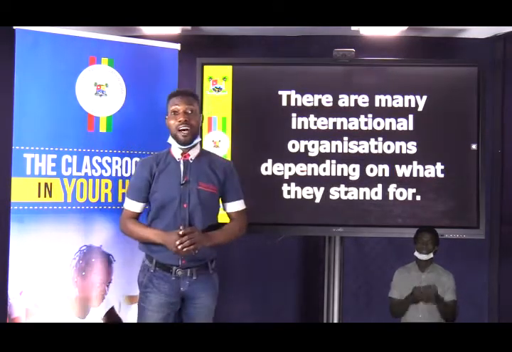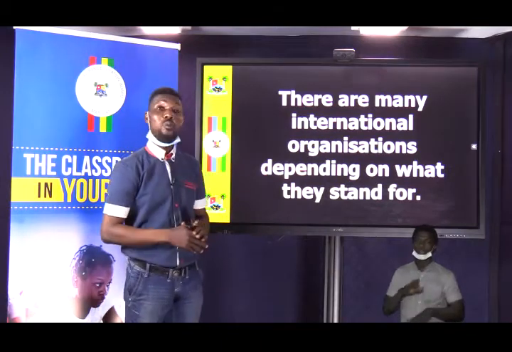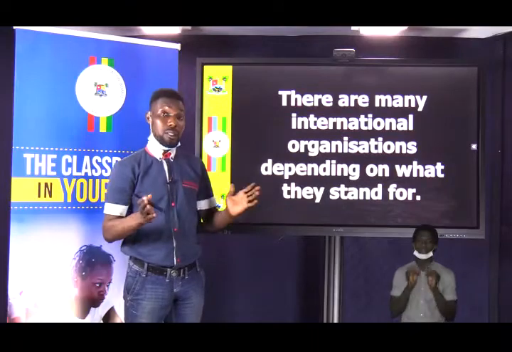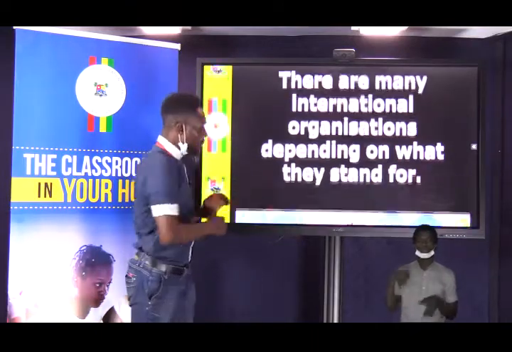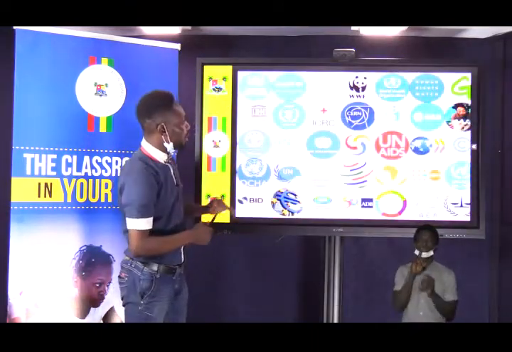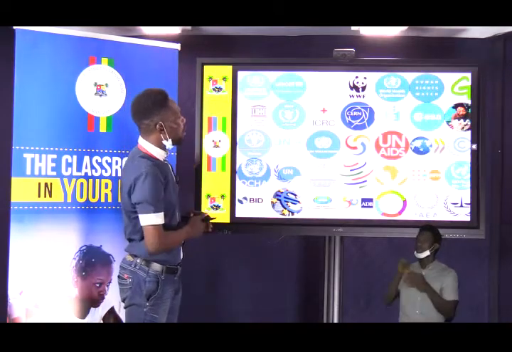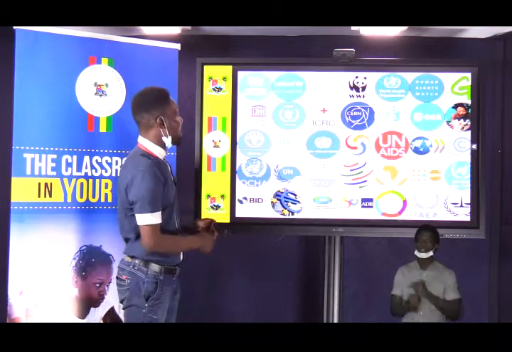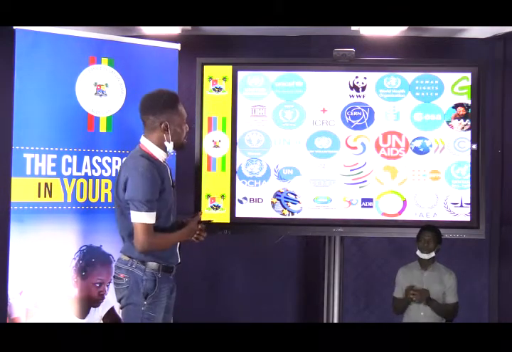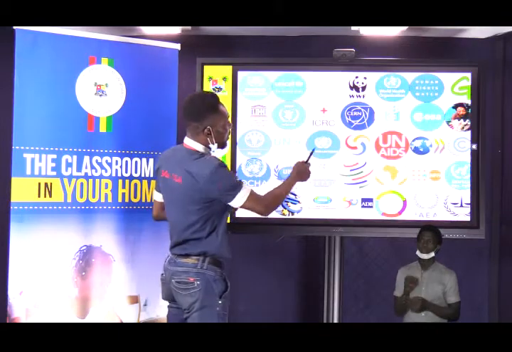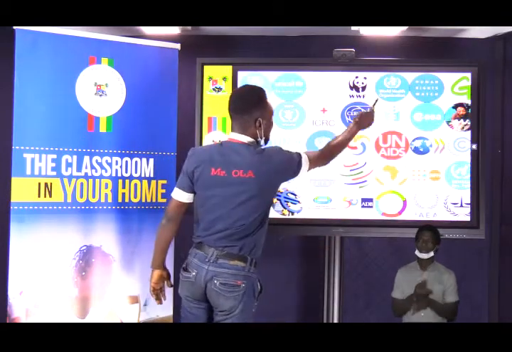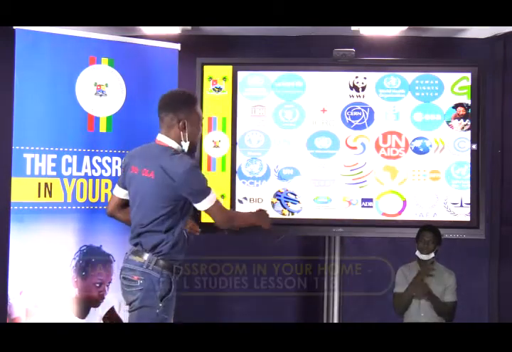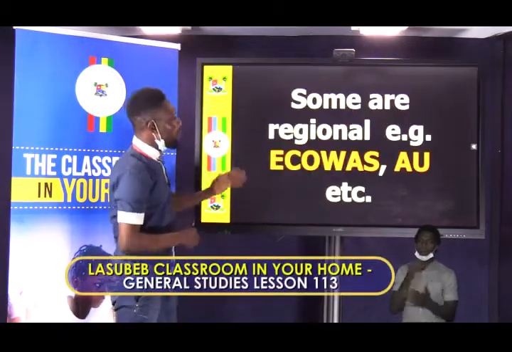There are many international organizations depending on what they stand for. We have different international organizations, so let's look at them one after the other. All these are the logos or symbols of some international organizations. We have the one for the United Nations, the one for CRN, World Health Organization, World Economic Forum, and all that. So, some are regional.